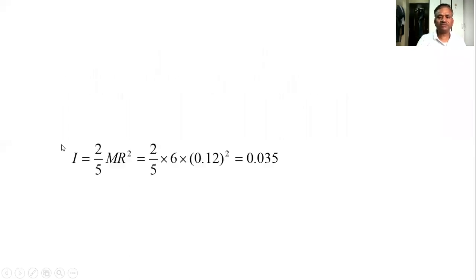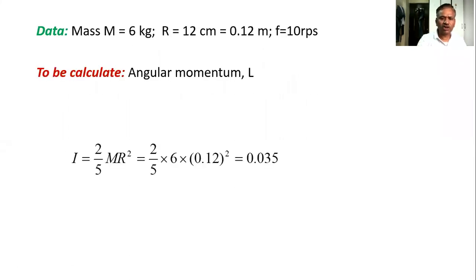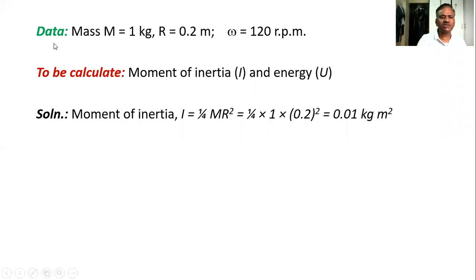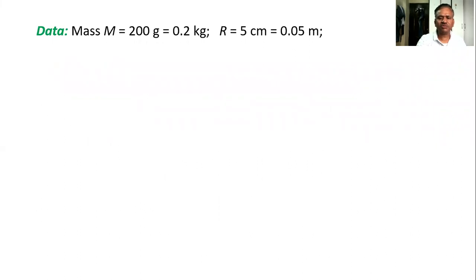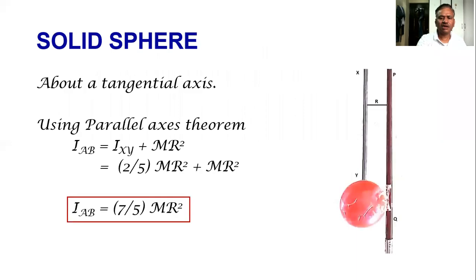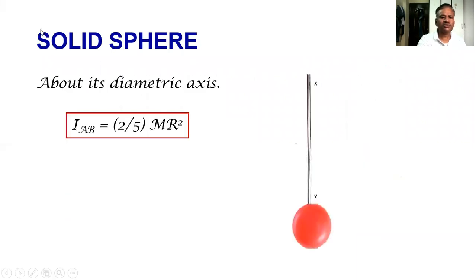Okay. For the solid sphere, you know the formula for that. 2 by 5 m r square. You know that. This is the solid sphere. What is the formula for that? It is rotating about this axis. About this axis, I equal to 2 by 5 m r square. In the problem, the mass is given, the radius is given, then substitute and then calculate.